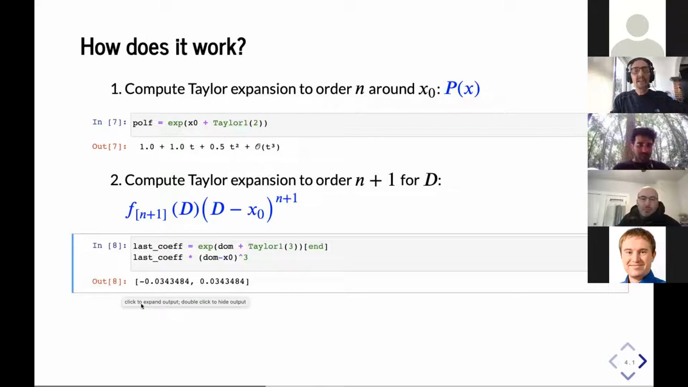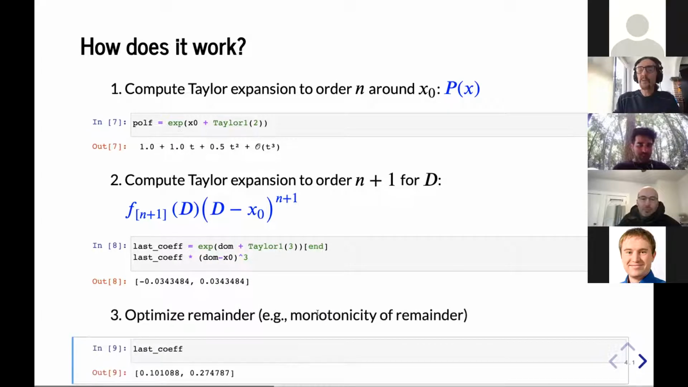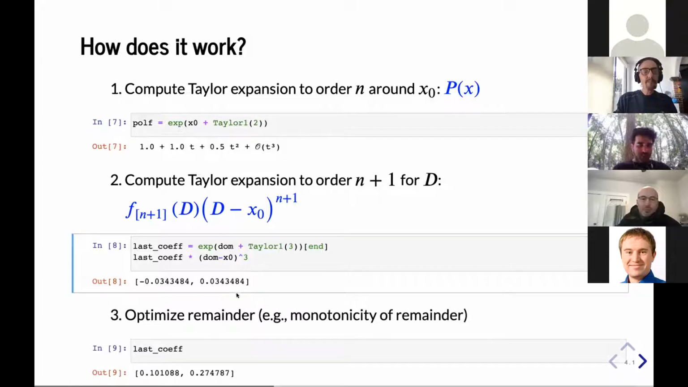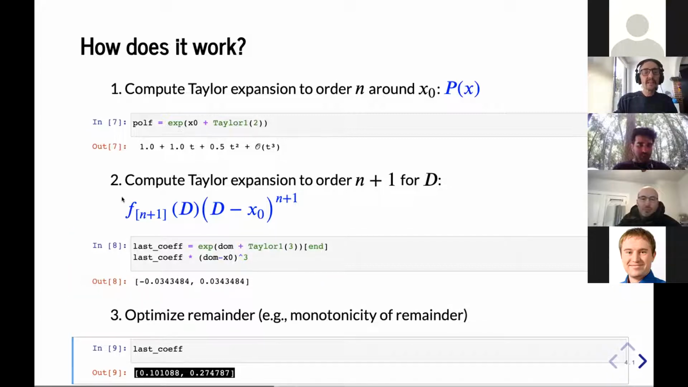Now, if you recall the numbers, this is actually wider than the remainder I was presenting before. And you can optimize the remainder with some tricks. Sorry, this is the case here: this coefficient, f^(n+1) on D, is always positive. And that means you have certain properties of the monotonicity of the remainder, and you can exploit them to bound better the range of the actual Taylor model.